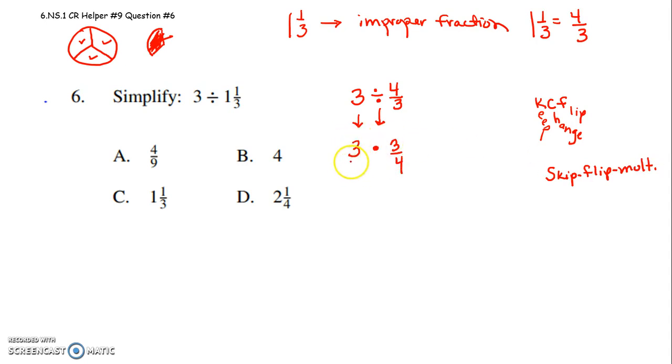Then you have to take your whole number. 3 is the same as 3 over 1. And then you can multiply straight across the top, straight across the bottom. 3 times 3 is 9. 1 times 4 is 4. 9/4 you'll want to rewrite as a mixed number. So 9/4, I could draw out 9/4, and I can do that in a minute. But you could also do 4 goes into 9 twice with 1 left over, so 2 1/4.